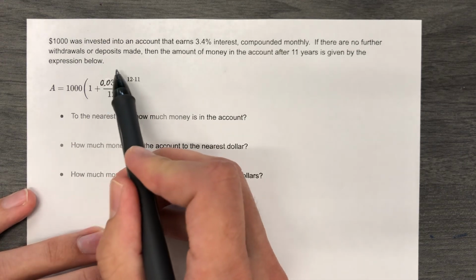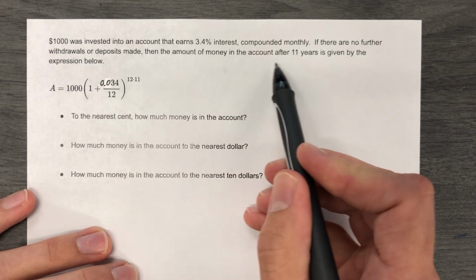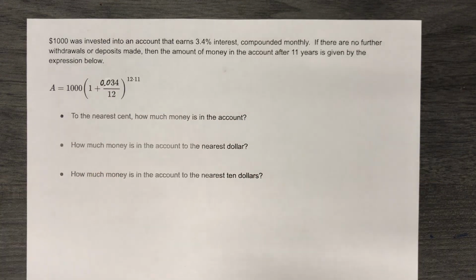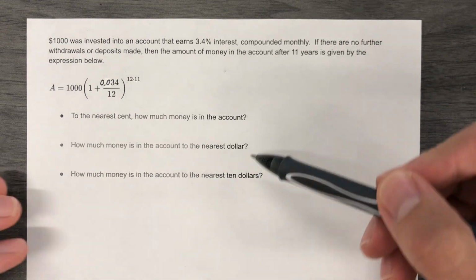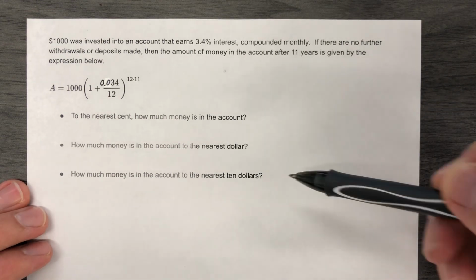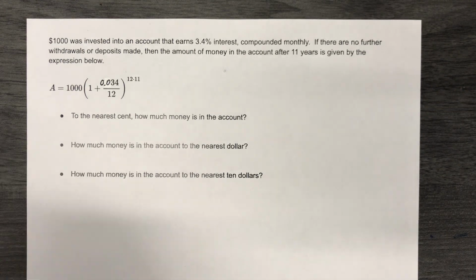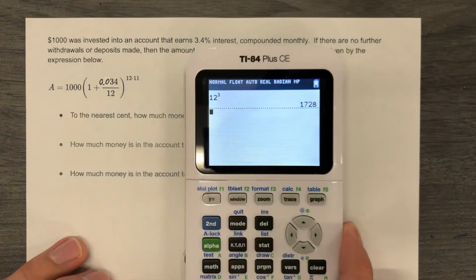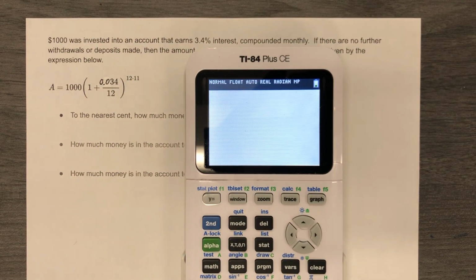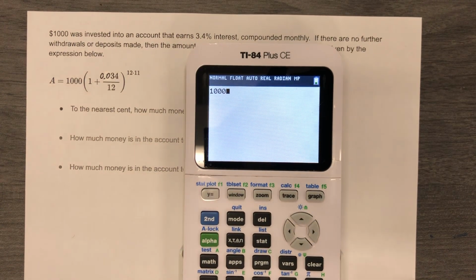And no further withdrawals or deposits are made. The amount of money in the account after 11 years is given by this. To the nearest cent, how much money is in the account? To the nearest dollar, how much? To the nearest $10? We're just learning to round, refreshing our memory on what we already knew. And what you can do is just type this into Desmos or a calculator exactly the way it looks.